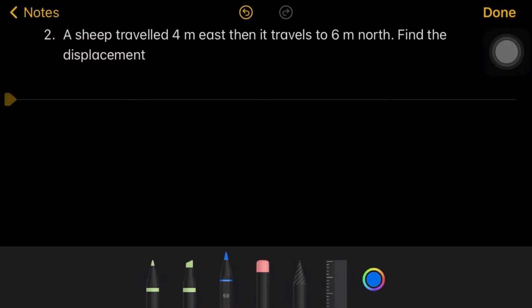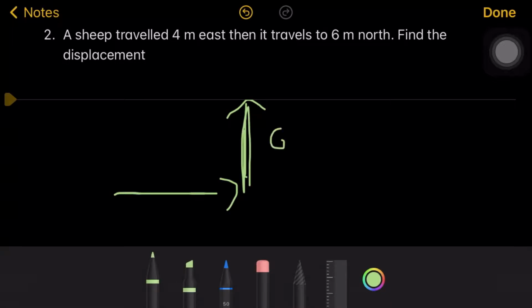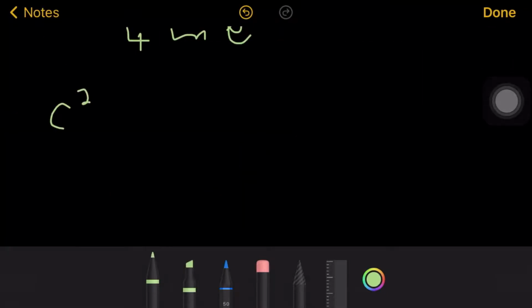So, this is the second sample question. A sheep traveled 4 meter east, then it travels 6 meter north. Find the displacement. So, we write 4 meter east, then 6 meter north. We'll be using the Pythagorean theorem in this sample problem. The Pythagorean theorem is c squared equals a squared plus b squared.